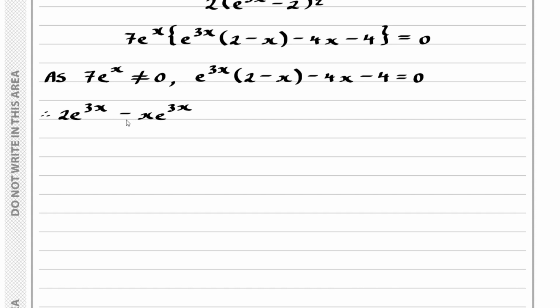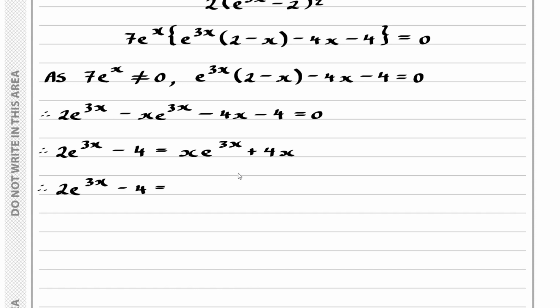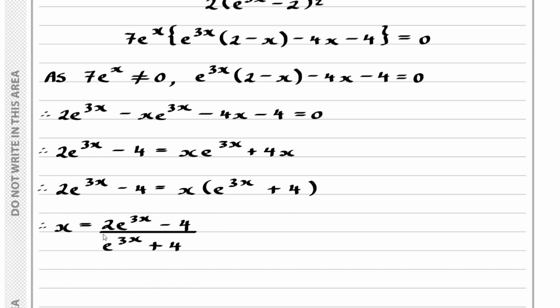The product of those gives me negative x e to the 3x. Then I've got this negative 4x and negative 4, and this is equal to 0. So now I've got 2e to the 3x subtract 4, that's equal to x e to the 3x plus 4x, and if I factorise out an x from the right hand side, I've got x multiplied by e to the 3x plus 4. And if I divide both sides by e to the 3x plus 4, I end up with x equals 2e to the 3x subtract 4 over e to the 3x plus 4.